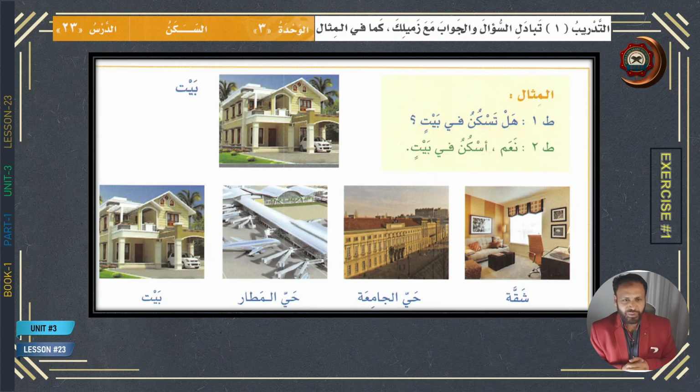So you are supposed to take this word and construct two sentences just as shown. Hal taskunu fi baytin. Student number 1 says hal taskunu fi baytin, and then student number 2 responds naam, askunu fi baytin. Take the word and construct a sentence on this line. Basically you ask hal taskunu fi, that word, and the other student responds naam askunu fi, that word in the jar form because it is preceded by the harf of jar, bi.